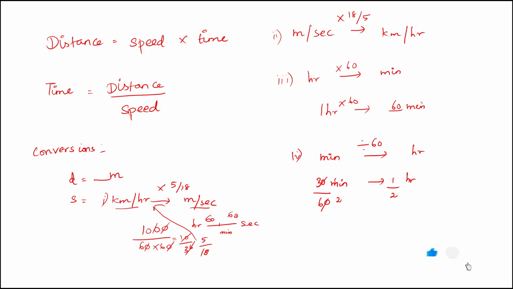That's all. So we have seen 4 conversions in time, speed, distance. Copy this basics. Then we'll see sums.